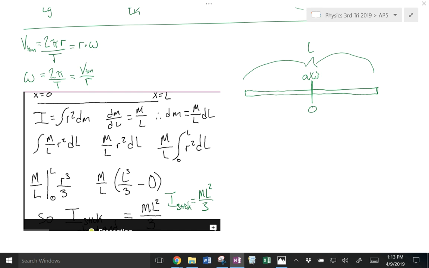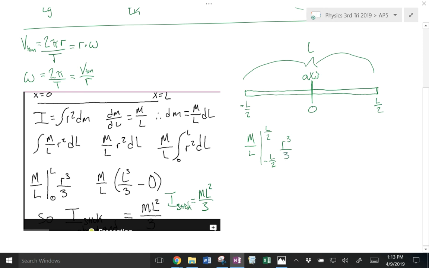So if I'm going to try to find the moment of inertia for a stick about its center, I'm going to evaluate that from negative L over 2, right? Because this is half the length to the left, to L over 2. That's half the length away to the right from the axis of rotation. And so that's the only thing that's really going to change here. So M over L, we're going to evaluate that from negative L over 2 to L over 2. The R cubed over 3 thing doesn't change.